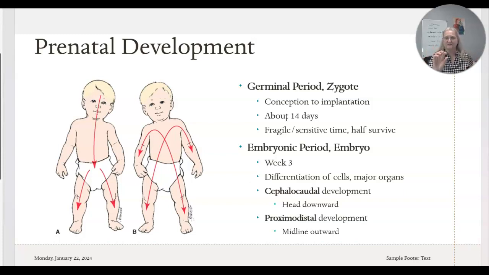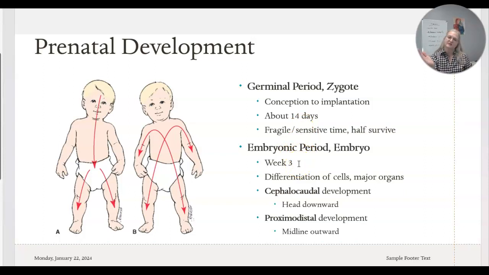This first stage of development, from conception, from the egg and the sperm meeting, to when the zygote implants into the uterine wall, is approximately 14 days. It's considered a sensitive period. It's very, very fragile. This is what we call the germinal period of development. So it lasts for about 14 days, about 2 weeks.